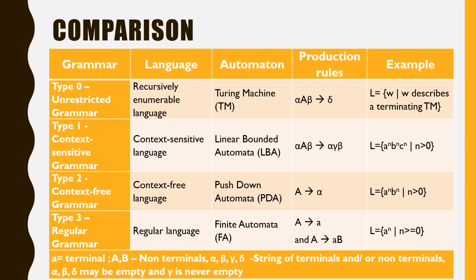So this is a comparison of all the different types of grammars, the automata that accepts each, the language defined by the given grammar, the sample production rules for each type of grammar, and finally an example for each type of grammar.